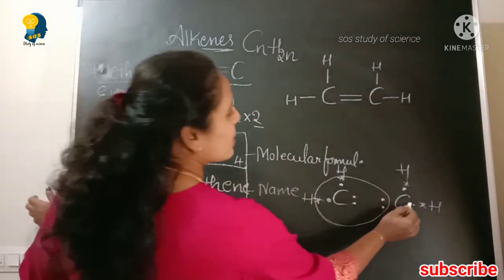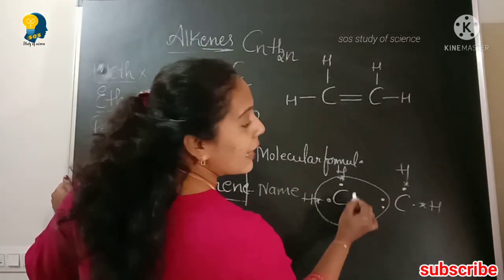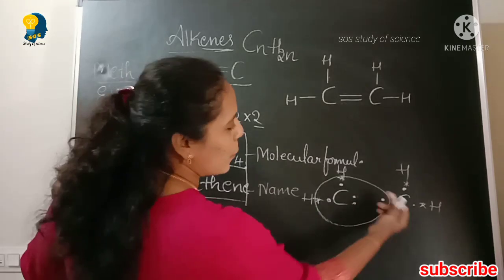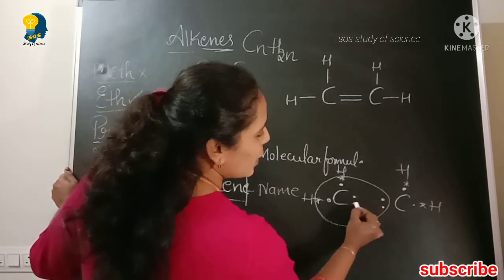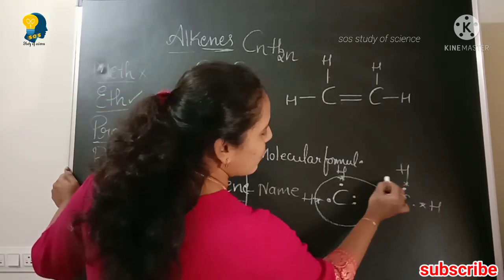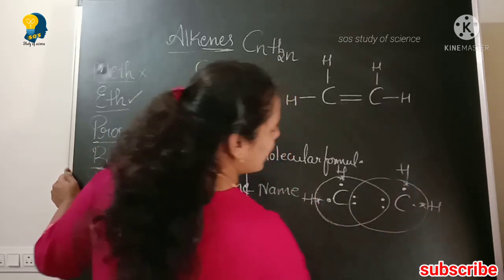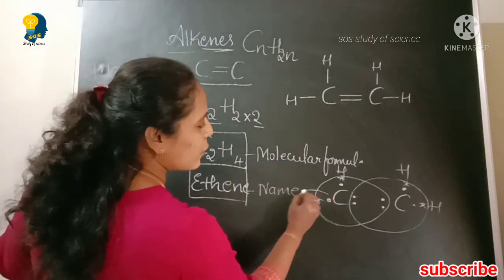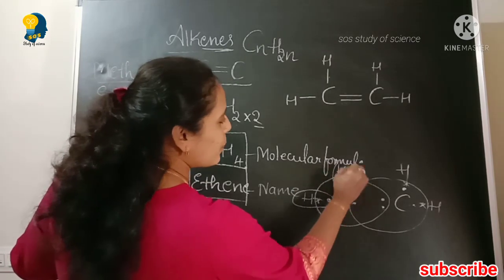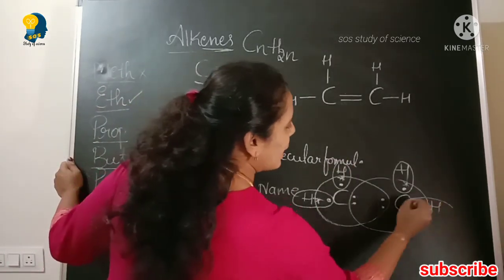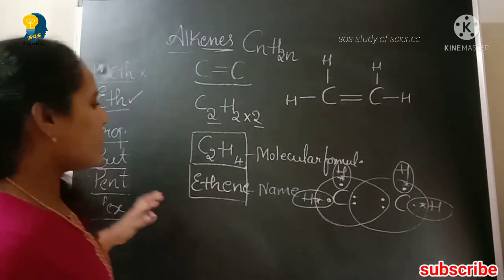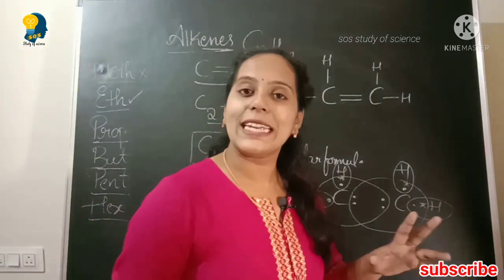As this carbon is sharing, these electrons are also related to the opposite carbon. So 1, 2, 3, 4, 5, 6, 7, 8. Totally here also it is 8. What about hydrogen? 2 electrons for hydrogen. So this is how we write the electron dot structure for ethene.